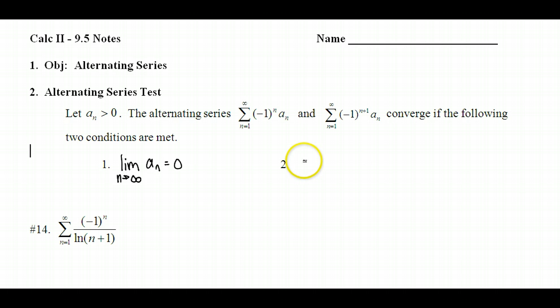And the second condition is that your terms have to be decreasing. So a sub n plus 1, meaning our next term, has to be less than or equal to a sub n. And this would be for all n. So really, the alternating series test is really awesome. It's pretty darn easy, about as easy as it can get.